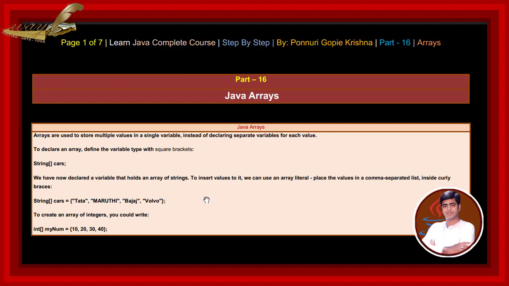To insert values into it, we can use an array literal: place the values in a comma separated list inside curly braces. String[] cars = {"Tata", "Maruti", "Bajaj", "Volvo"}. To create an array of integers, you could write int[] myNum = {10, 20, 30, 40}. We have given 10, 20, 30, 40.